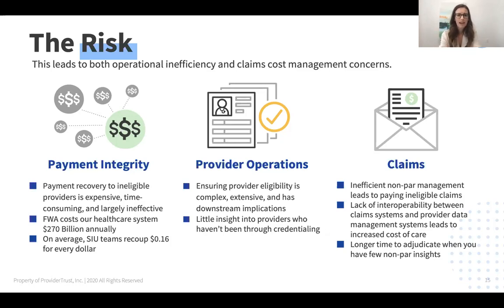On the provider ops side, we know that ensuring that eligibility is really tough, and there's a lot of just downstream data implications when those processes are inefficient. As we move on to the claims, we see that, of course, the dollars going out the door for ineligible claims. Interoperability provides some challenges when these systems aren't talking to each other, and ultimately we know that impacts the cost of care. And then, of course, just lost time as it takes longer to adjudicate these claims when we have few insights about those providers.